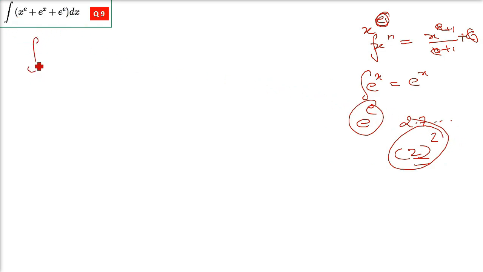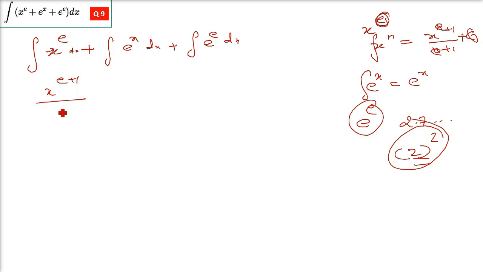So now we'll separate them out. X raised e, dx is already there. Then e raised x with a dx. E raised e with a dx. So x raised e, the basic formula of integration we are going to employ. X raised e plus 1 by e plus 1. Then here we have e raised x. So it will be e raised x only.